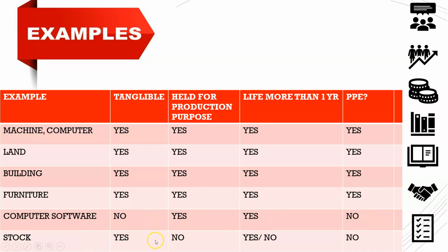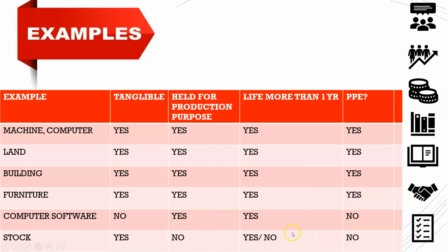Stock. Is it tangible? Yes. Stock is the goods that the company deals in, so yes, it is tangible. Held for the purpose of production? No, because we produce using these goods to sell them. So it is not held for the production purpose, but they are produced and sold in the markets. So no, it is not held for the production purpose.